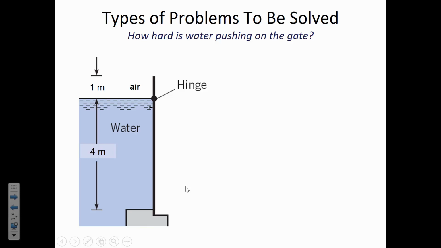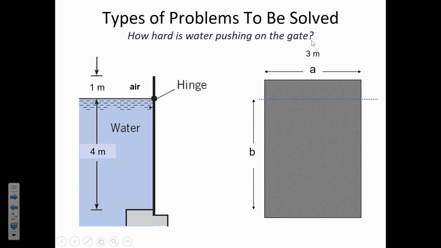So this is the type of question that we're going to try and solve. How hard is the water pushing on the gate? Or how hard would we have to push on the gate to resist the force of the water? Those are the types of questions that you can expect to see. You'll notice in this drawing we are given some dimensions. We're told what the fluid is, and both of those will be important in trying to answer this type of question.